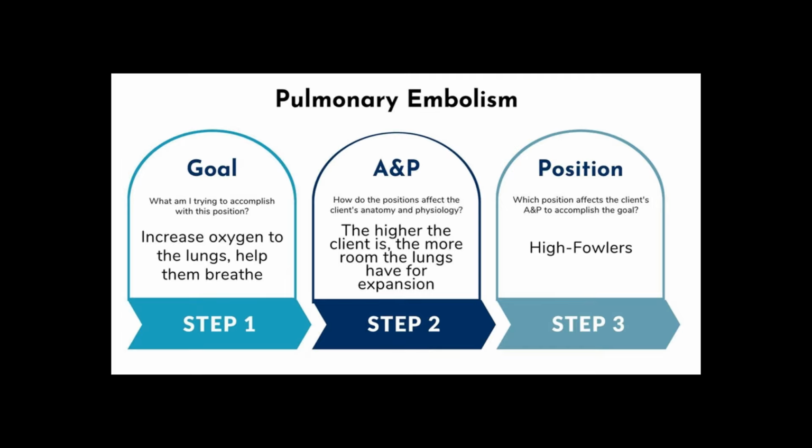Now, we know for sure that in pulmonary embolism, there is an embolus, an obstruction in the movement of air. So what is the goal when a patient comes with pulmonary embolism? The goal is to increase oxygen to the lungs. That is the goal of pulmonary embolism, because increasing oxygen to the lungs will help the patient to breathe.